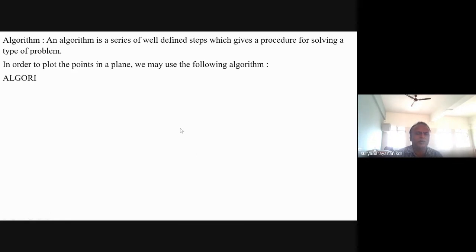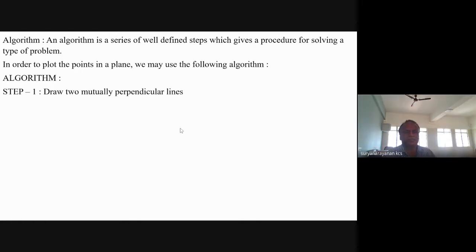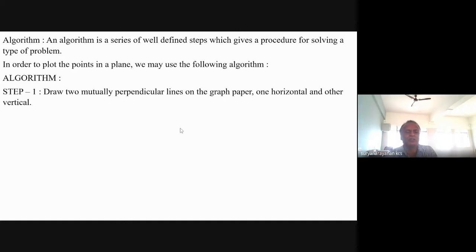See here, algorithm. Step 1. What is the first step? Draw two mutually perpendicular lines on the graph paper, one horizontal and one vertical. I will show you how to plot points in the Cartesian plane. I am telling you the steps.